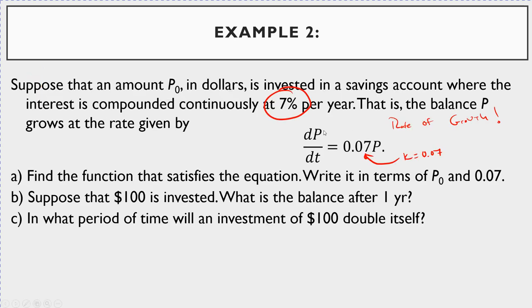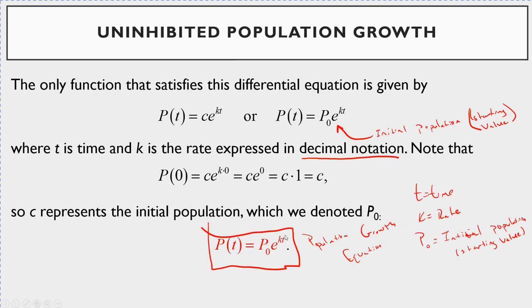All right, let's go through this. So A: find the equation that satisfies this. Remember, this is P of t equals P sub 0 times e to the kt. What is your initial value? How much money are you initially investing? It's $100, your starting value. Then e, and we told you what k was, 0.07 times t. So look at that, that's great. You're just straight up following the equations.